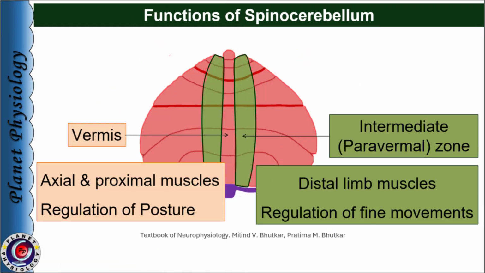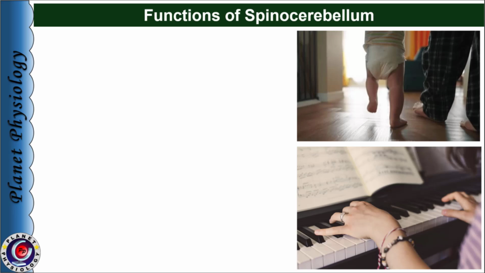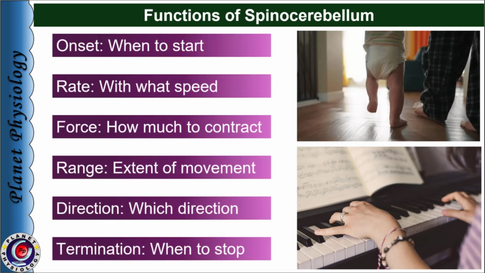The vermis governs the axial and proximal muscles, helping us to maintain posture, while the paravermal region controls the fine movements of our distal limbs, like writing or playing a musical instrument. From the first step you take to the notes you play on the piano, the spinocerebellum fine-tunes your voluntary movements. It does not just send go signals, it fine-tunes every aspect of the movement: the onset, rate, force, range, direction, and even the termination. But how does it do all this so precisely?